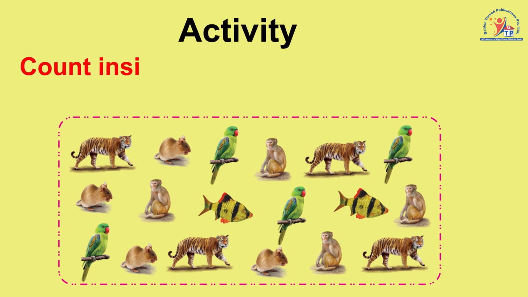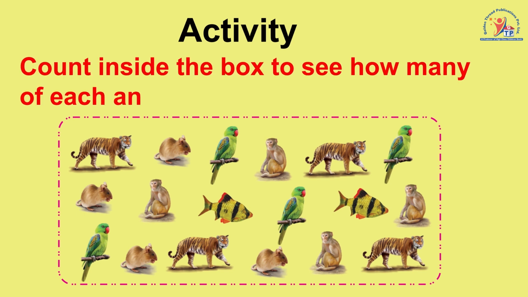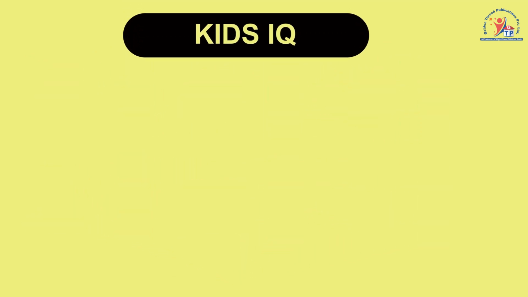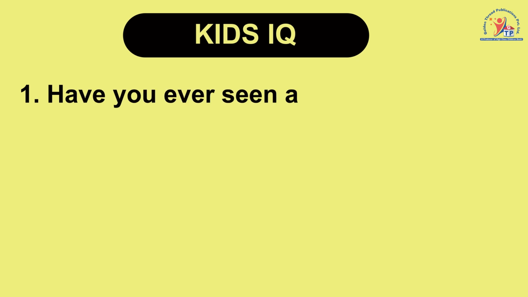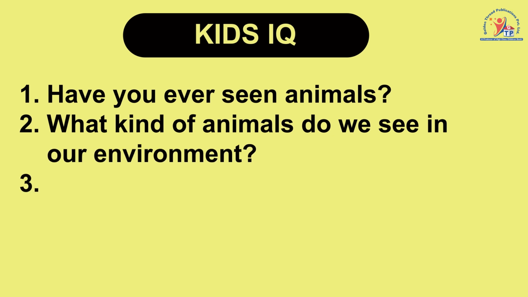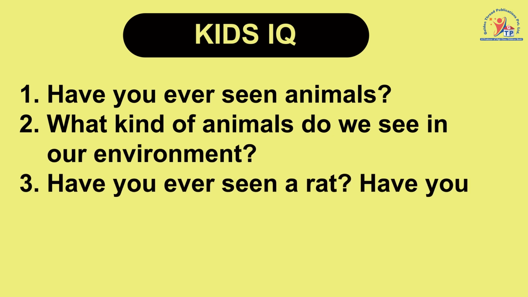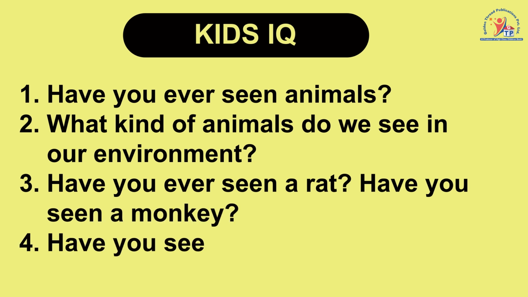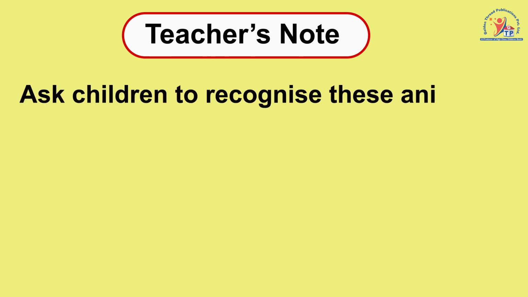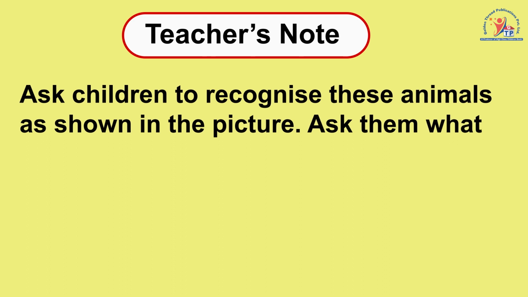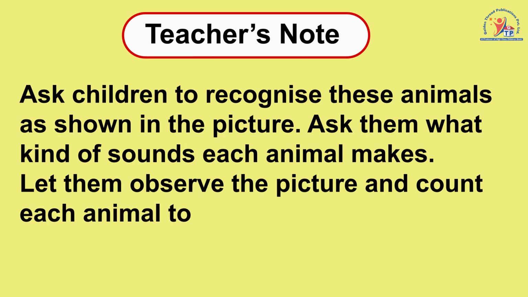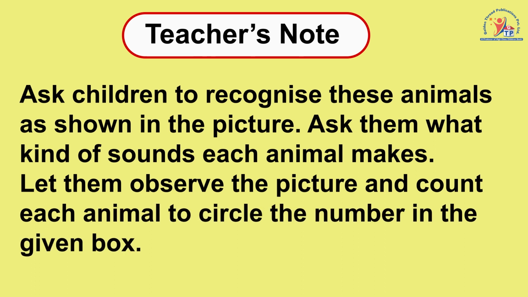Activity: count inside the box to see how many of each animal, then circle the number. Kids IQ. 1. Have you ever seen animals? 2. What kind of animals do we see in an environment? 3. Have you ever seen a rat? Have you seen a monkey? 4. Have you seen a parrot? Teachers, note: ask children to recognize these animals as shown in the picture. Ask them what kind of sounds each animal makes. Let them observe the picture and count each animal to circle the number in the given box.